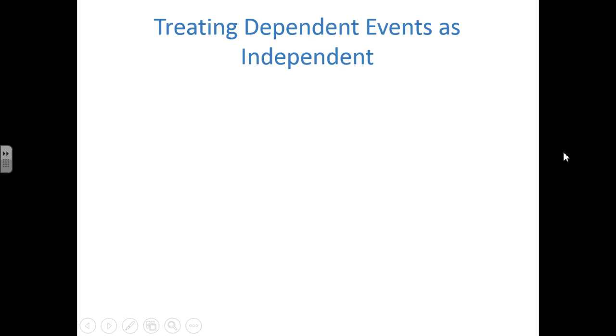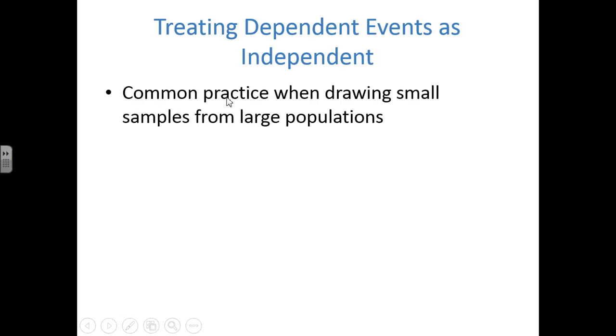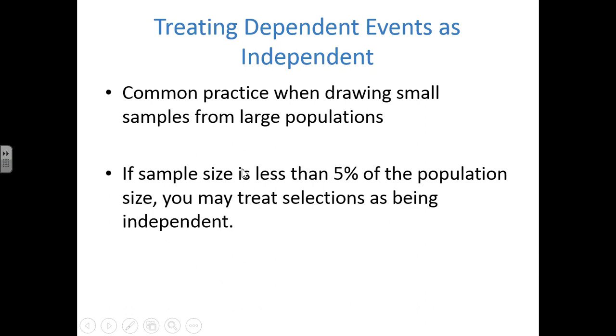Treating dependent events as independent. It's common practice when drawing small samples from very, very large populations that we do not treat them as dependent events, even without replacement. If you're drawing from a population of 1 million and you're not replacing the first one, it really doesn't matter. You really haven't changed anything. We can treat those as independent events. If the sample size is less than 5% of the population, you may treat the selections as being independent.